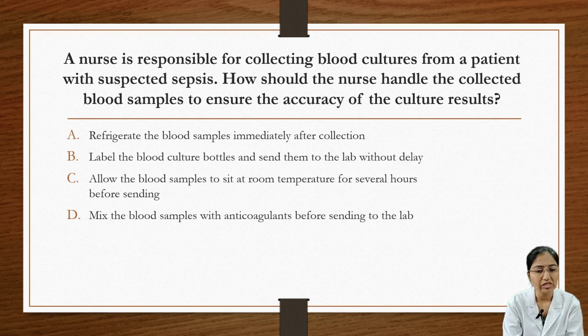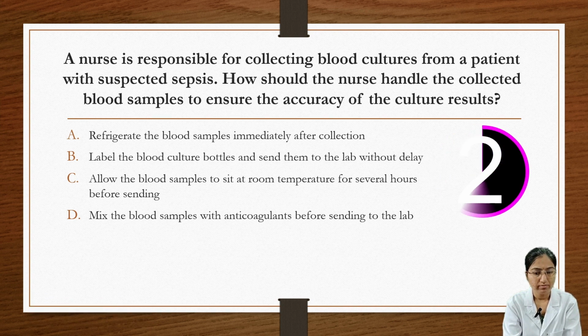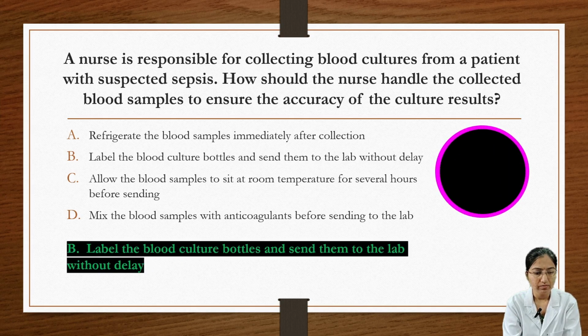A nurse is responsible for collecting blood cultures from a patient with suspected sepsis. How should the nurse handle the collected blood samples to ensure the accuracy of the culture results? Options are here. Right option is B, that is label the blood culture bottles and send them to the lab without delay.